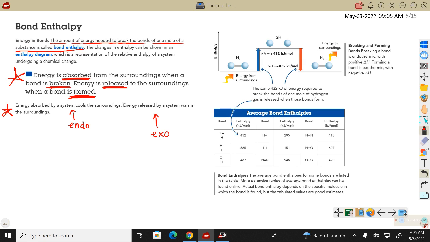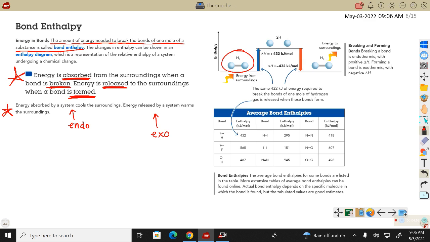Okay, so we almost have to think about our Lewis dot structures from back earlier in the course. Let's say I have the hydrogen molecule. So here's a hydrogen molecule, single bond. If I want to break that bond, I need to add energy from the surroundings. Now that may be that I have a Bunsen burner or an electric current or something like that.